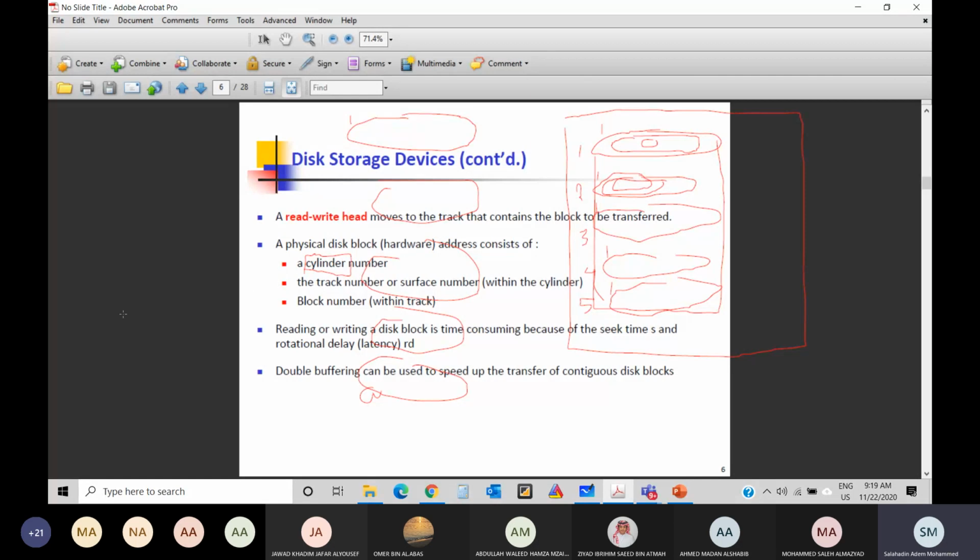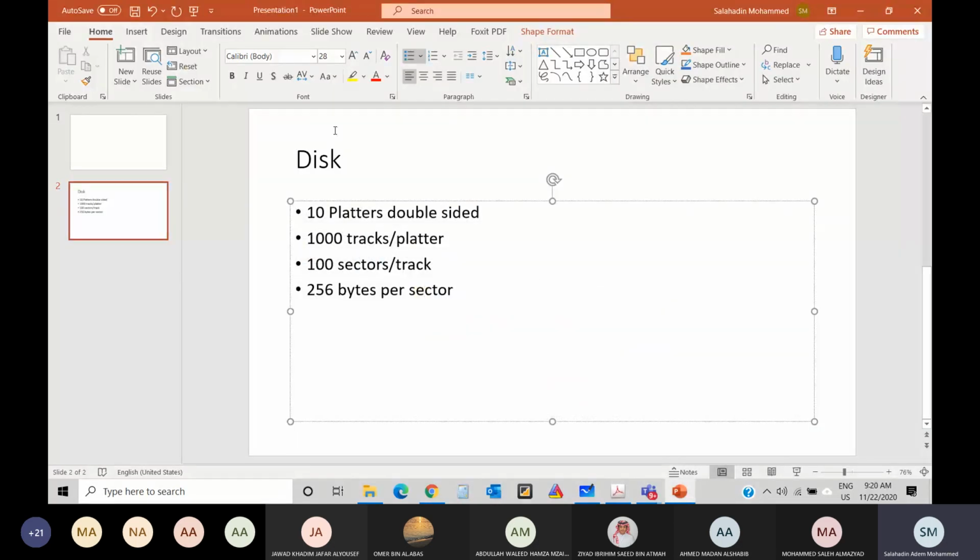Okay, so now let me tell you. I have a disk, I have 10 platters, double-sided. I have 1000 tracks per platter. I have 100 sectors per track. I have 256 per sector. How many cylinders do I have? 1000. Just 1000, which is equal to the number of tracks per platter. Exactly. Okay, so understand what a cylinder is.